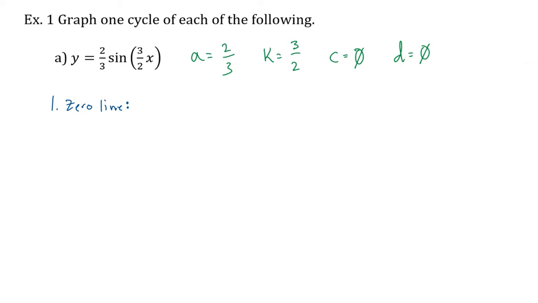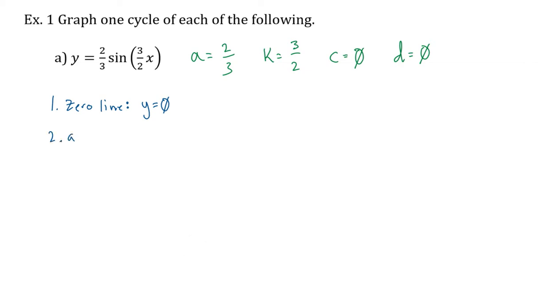So the 0 line, as we talked about before, is related to the D value. The D value is your vertical shift up or down, and that's the only thing that impacts the 0 line. So the 0 line is basically exactly the same as the D value. We write it as an equation, so we write it as y equals 0. But that's it. It just is y equals the D value. Okay.